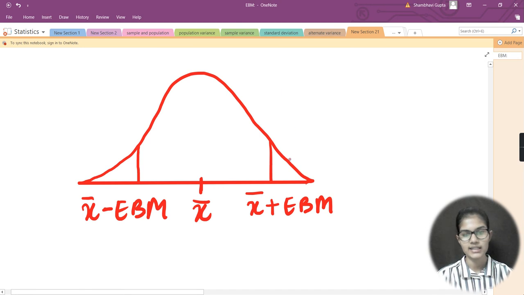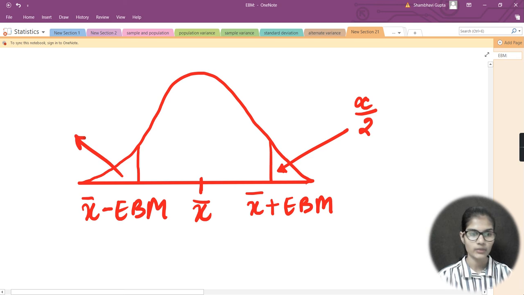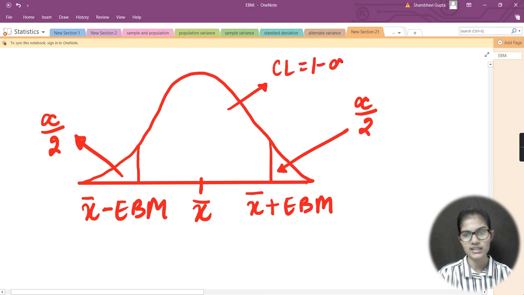Now, what else do I have here? This portion is alpha by 2. What about this portion? This portion is also alpha by 2. Now, what about the middle portion? The middle portion is CL, which is equal to 1 minus alpha.